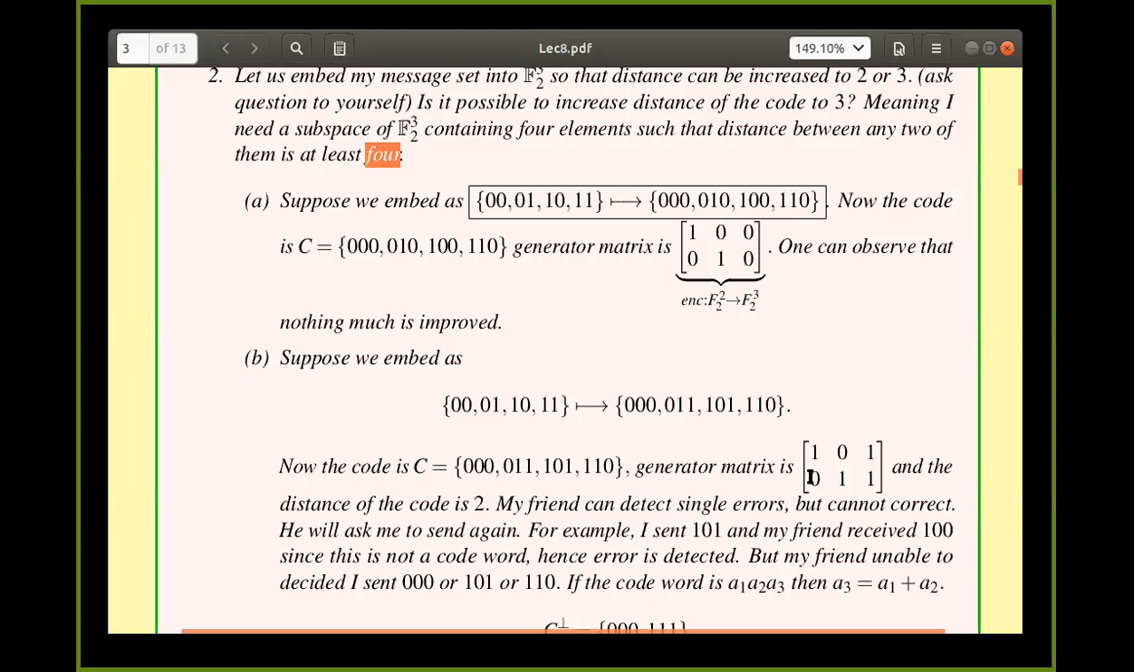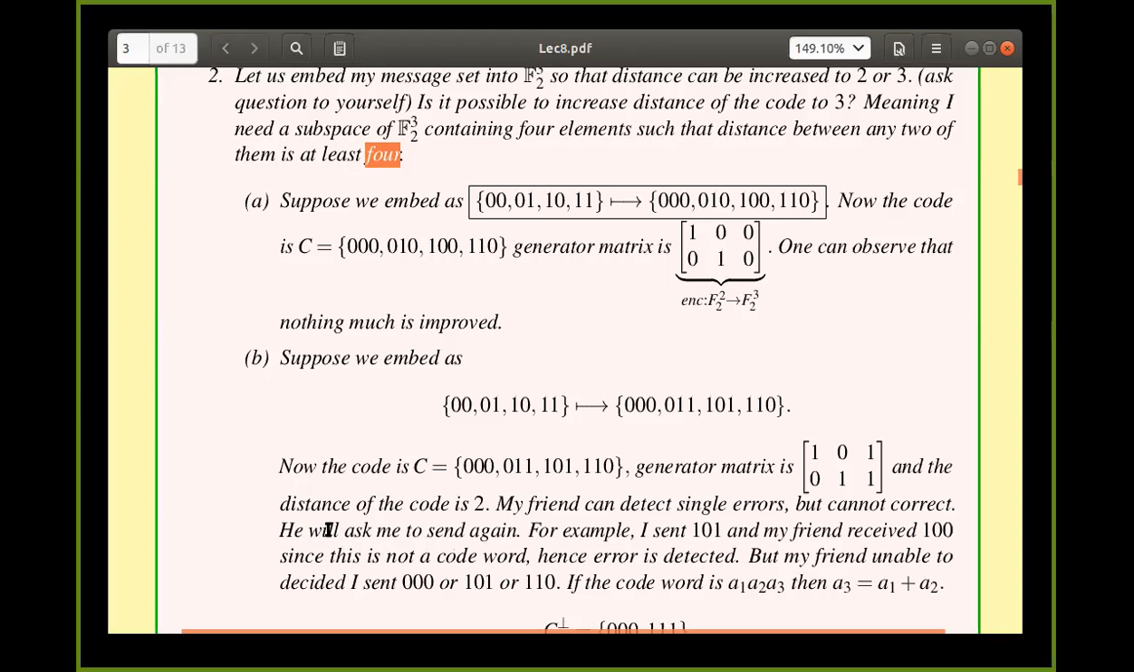What is the generator matrix again? I take 0, 1, 1 and 1, 0, 1. These are 2 linearly independent vectors, so it is a generator matrix, right? And the distance of the code has now become 2. There is an advantage now. What is the advantage? My friend can now detect single errors, but cannot correct them.